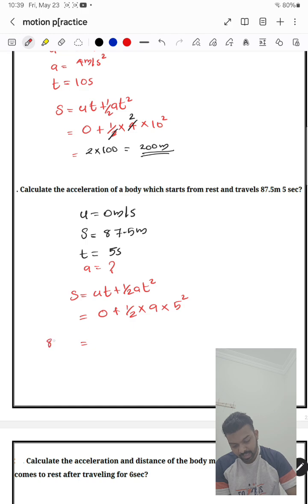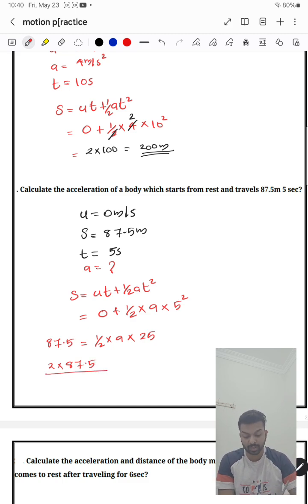So you can give 87.5 is equal to half into a into 25. So you can do the calculation here itself. You can take this a to this side, this 2 to this side. It will be 2 into 87.5. This 25 comes to the left side, so it becomes division, which is equal to a. Hope you understood what we have done here.